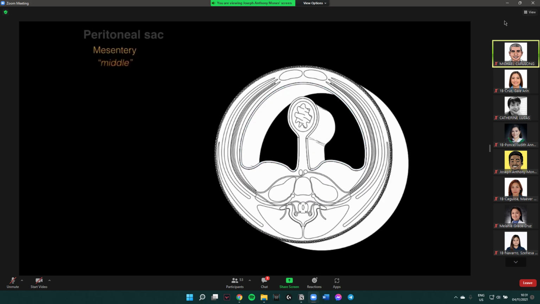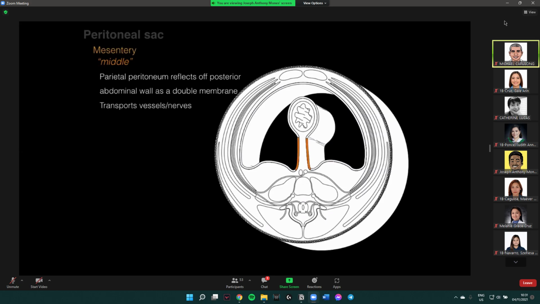We're now going to talk about the mesentery, which means middle. And the parietal peritoneum, when it comes around, it reflects off the posterior abdominal wall as a double membrane, like that. And it transports vessels and nerves.